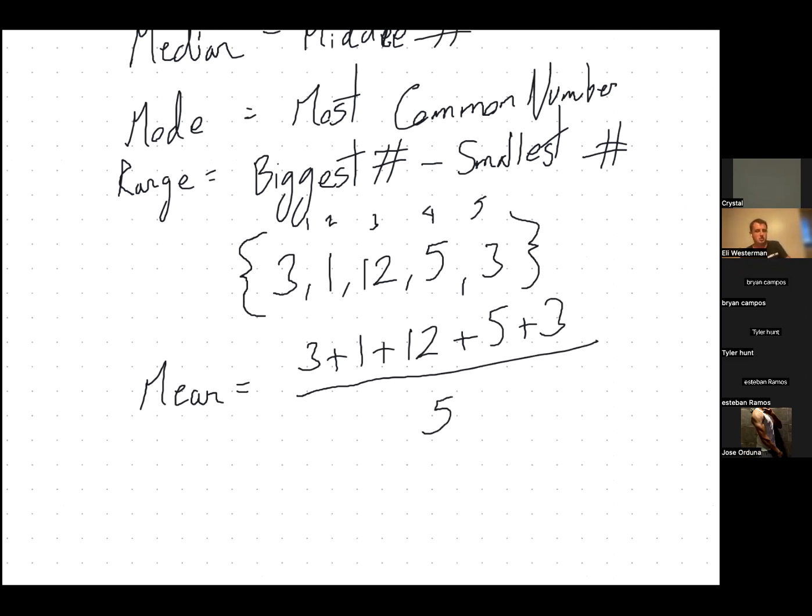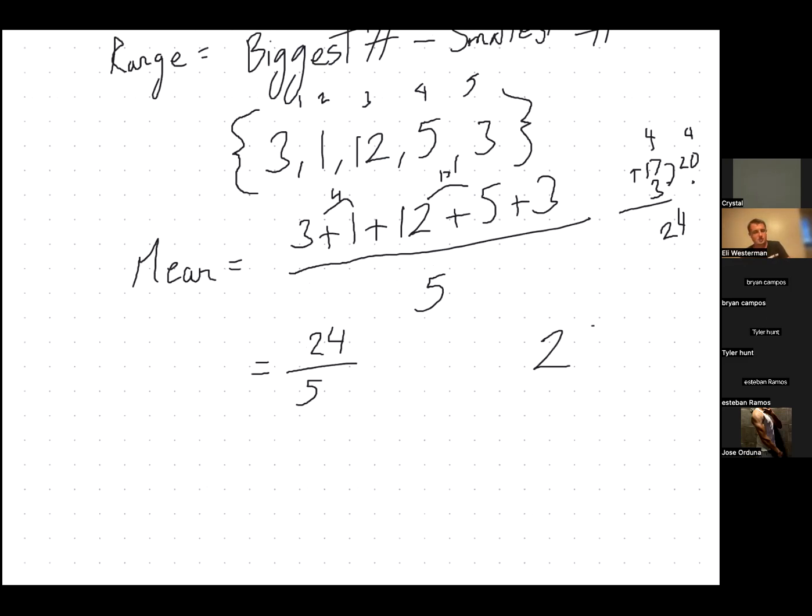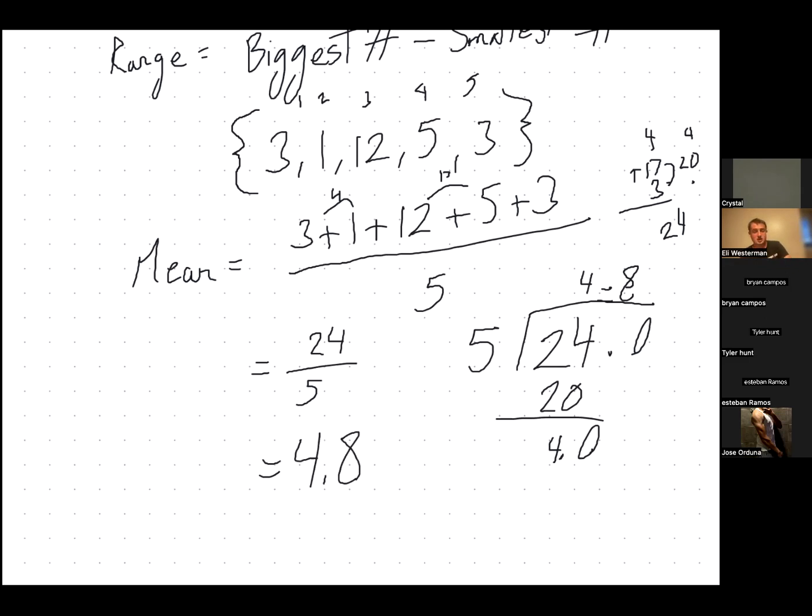So if we add these up, 3 plus 1 is 4. 12 plus 5 is 17. And then we got a 3. So 4 plus 17 plus 3. 17 and 3 is 20. Plus 4 is 24. So that is 24 over 5. Let's divide that. 5 goes into 24 4 times. 5 times 4 is 20. Decimal point, bring it down here. 5 goes into 40 8 times. So the mean is 4.8. That is the average or the mean.